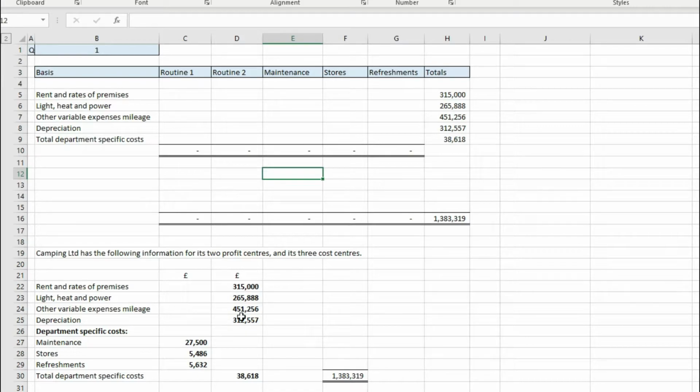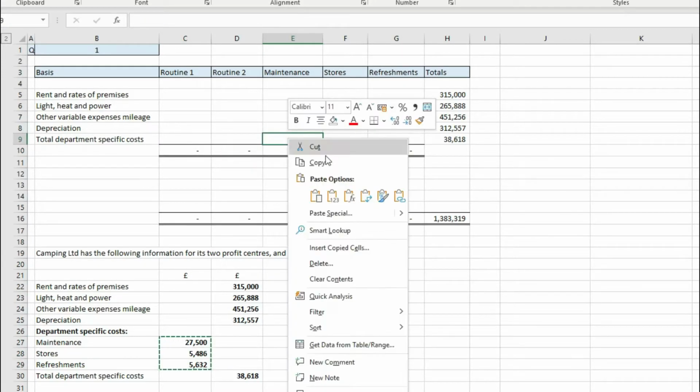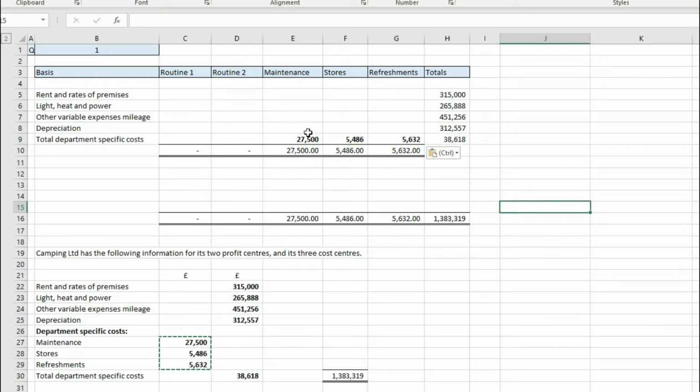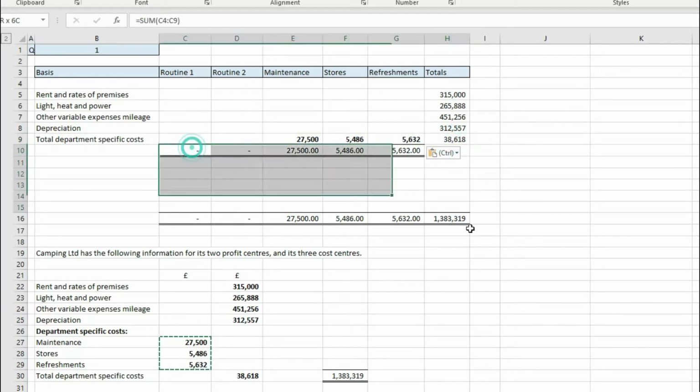This one where we've got 38,618 is really easy to populate because we've already been told that 27,500 relates to maintenance, 5,486 relates to stores, and 5,632 relates to refreshments. So I'm going to pop those into this line there, and you should see that all of that again adds back to that 38,618, which it does.